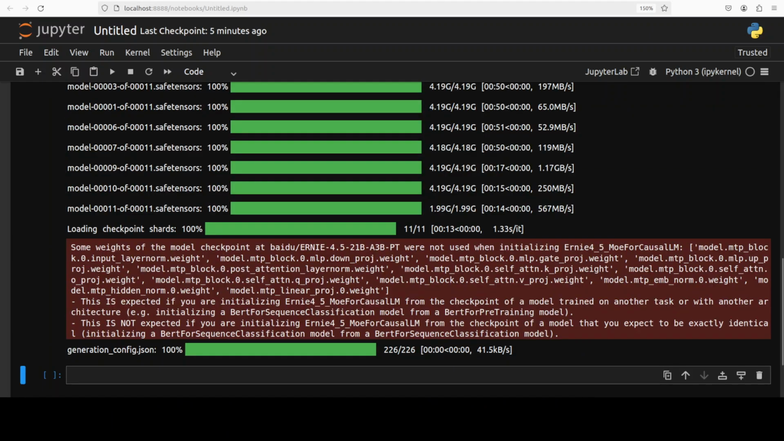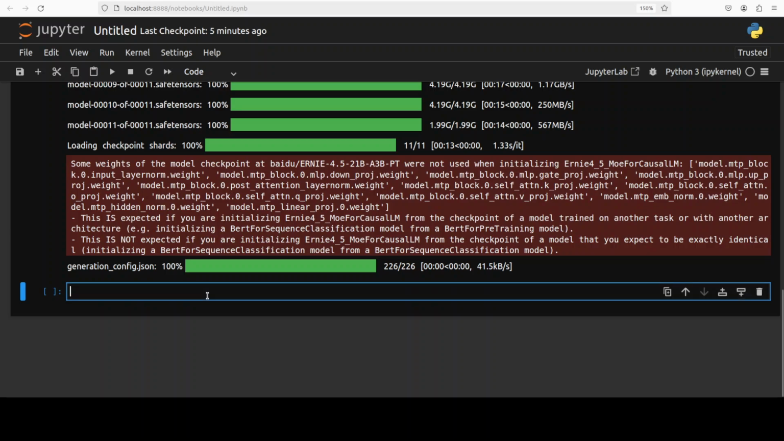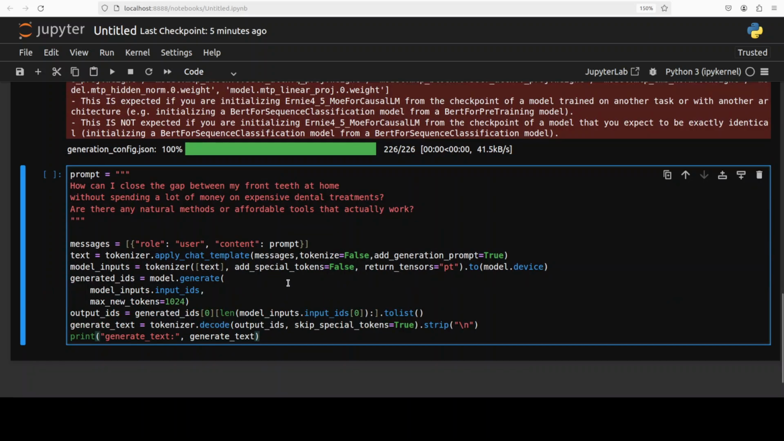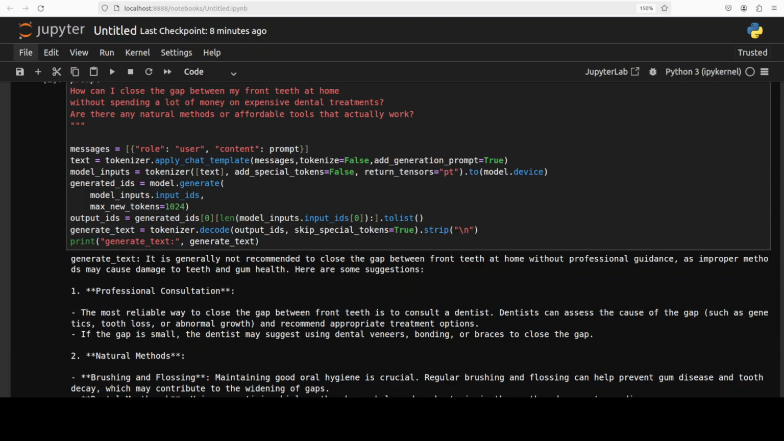Okay, so the model is now fully downloaded. Let's do the inference. First up, I'm going to test it on this text prompt. I'm asking it, how can I close the gap between my front teeth at home without spending a lot of money on expensive dental treatments? Are there any natural methods or affordable tools that actually work? So let's run this one.